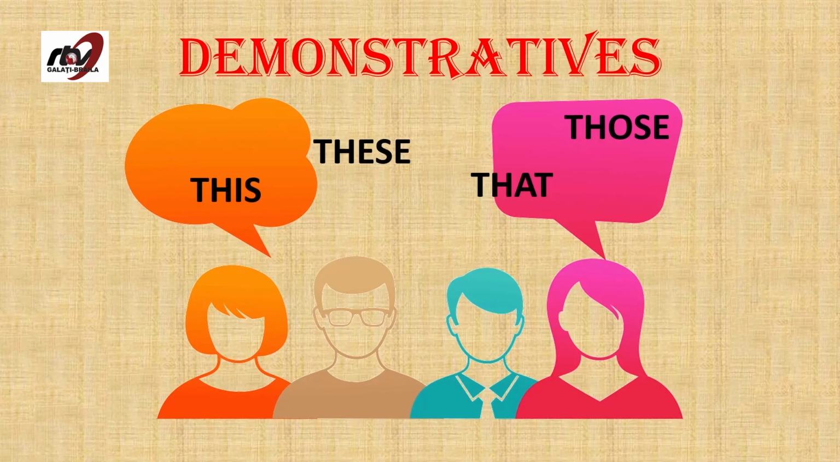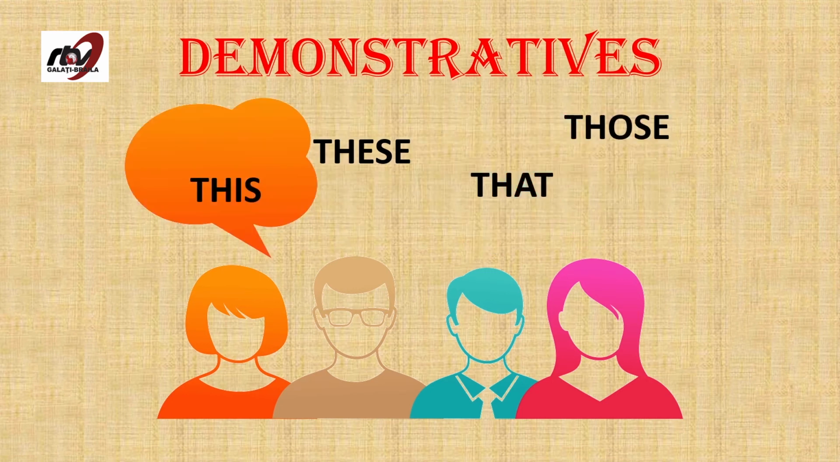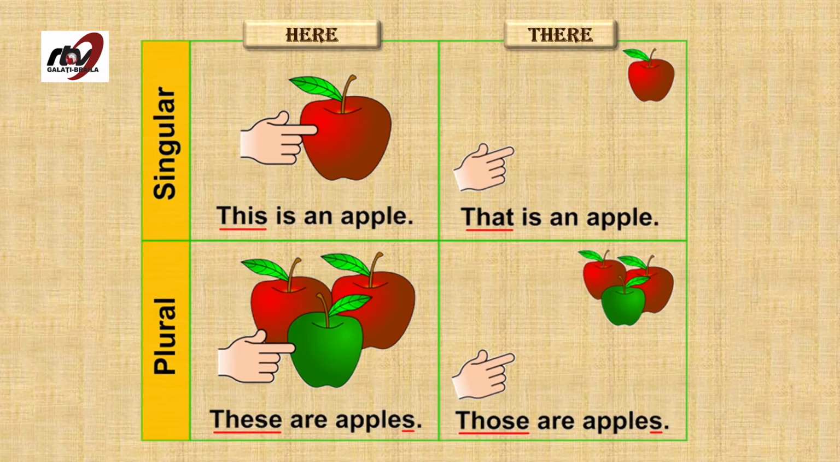Indeed. Demonstratives: this, that, these, and those. Singular. This is an apple. It's one and it's here. That is an apple. It's one and it's there. It's far away. These are apples. They're three and they're here. Those are apples. They're three and they are there.